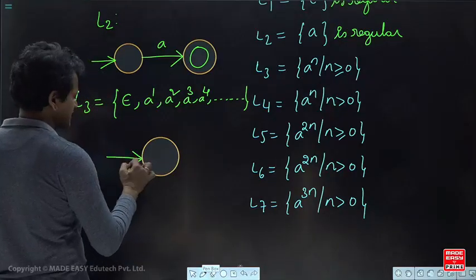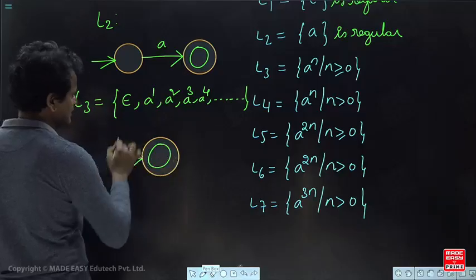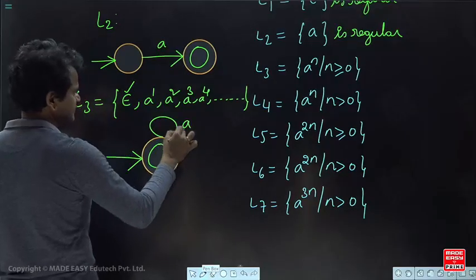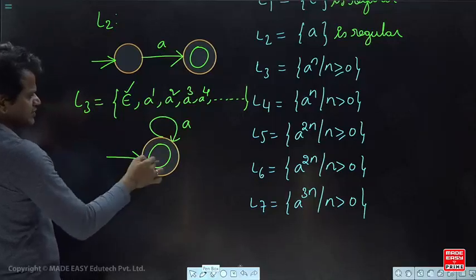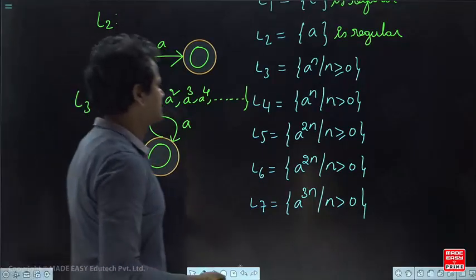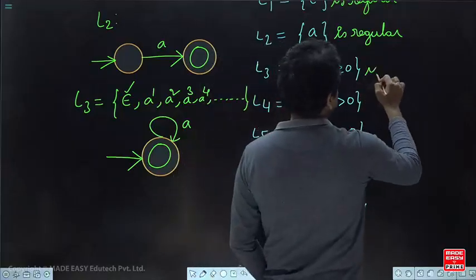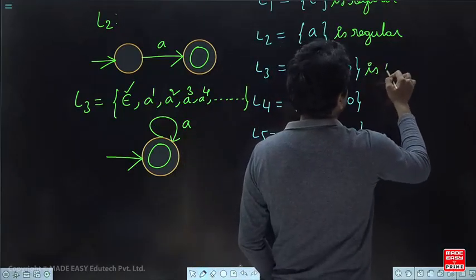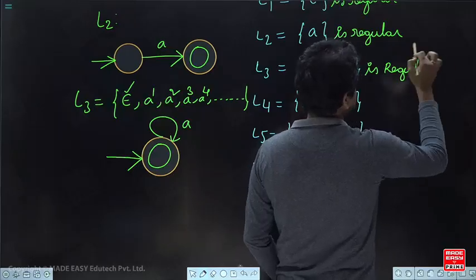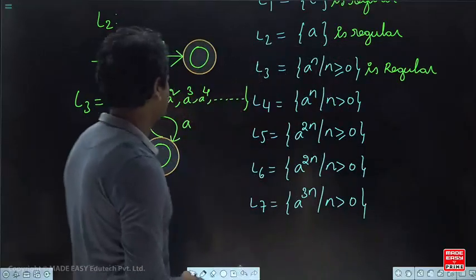To accept epsilon, make the initial state a final state, so epsilon is accepted, and put a self loop on a to accept a square, a cube, a power 4, a power 5, a power 6, a power 7. So we can construct a finite automata to accept every string of L3. Therefore, L3 is regular. समझ गए ना? कॉपी करो.